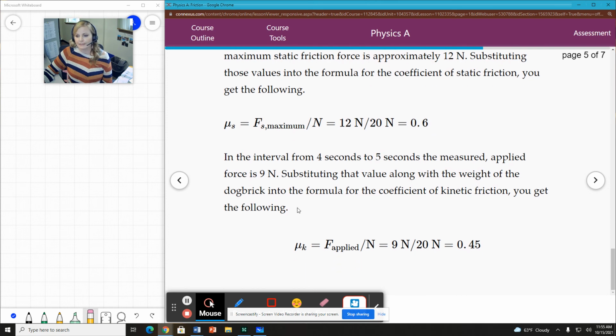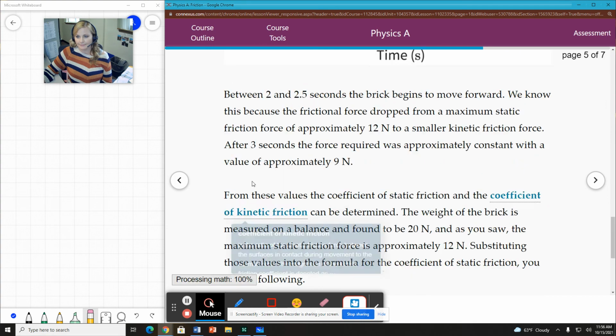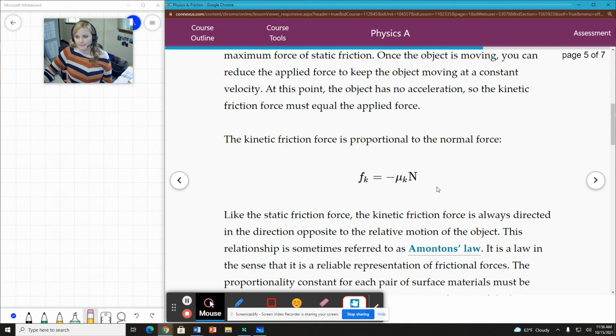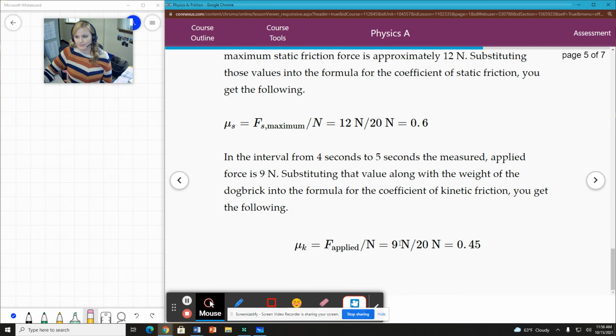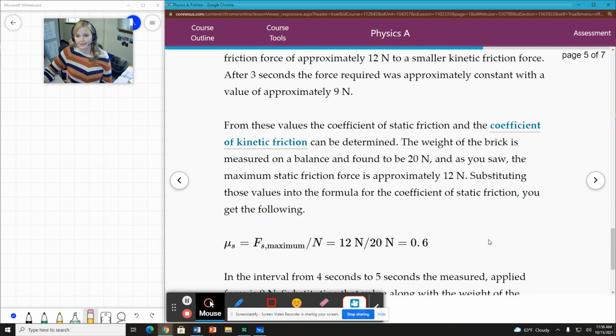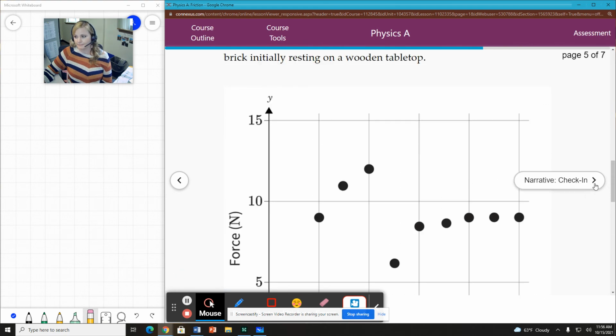We can determine the amount of coefficient of kinetic friction in a similar way. We're using this formula up here. We're going to solve here and take the force needed to maintain a constant velocity divided by the normal force. So that was 9 newtons. And the weight of the brick again was 20, so then our kinetic friction coefficient is 0.45. So that's where that all comes from there. All right, so that's pretty much it for all of the stuff in the friction lesson.